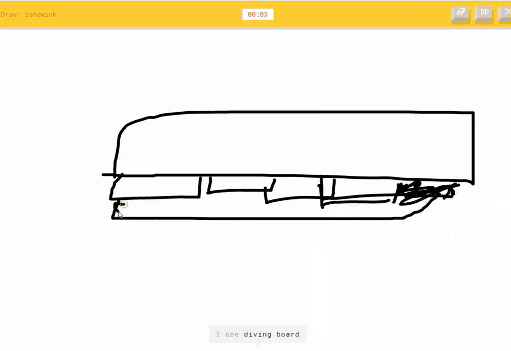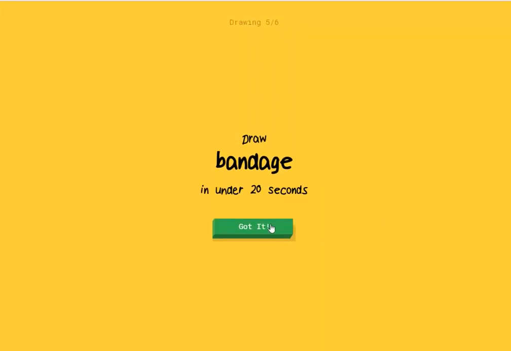I see diving board. Or marker. Or music note. Sorry, I couldn't guess it.